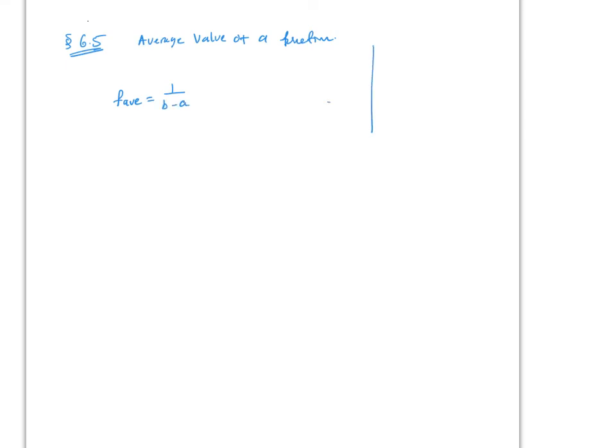So if you have a function, any function, let's say this is f of x, and you want to find the average value between a and b, where this is the area which is denoted by the integral, the average is going to be 1 over b minus a times the integral from a to b of f of x dx. So as you can see, there is nothing new. You just find the area and divide by the length of the interval, and that will give you the average.